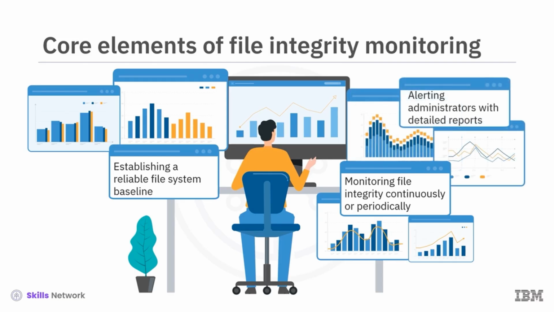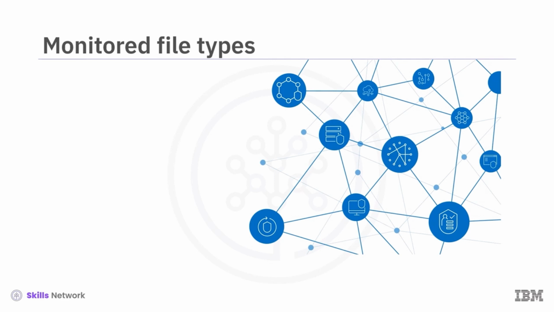These systems provide alerting and reporting that notifies administrators of detected changes and provides detailed reports for analysis and action. You can configure alerts to notify administrators via email, SMS, or other communication channels. FIMs monitor system, configuration, application, and user data files.